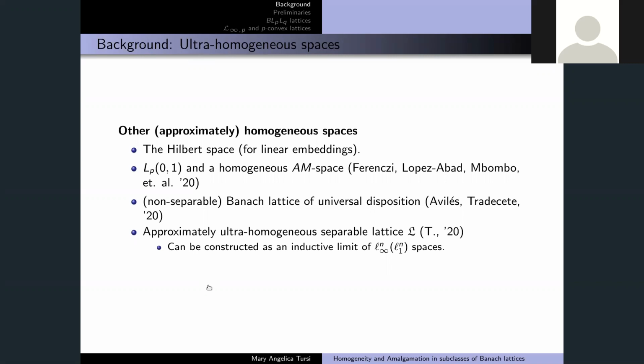And the work for this talk is based on some techniques from the work that I did in constructing this script L. Like the Gurariy space, it is also an inductive limit of a certain collection of finite dimensional spaces, in particular L_infinity^n and L_1^n spaces.